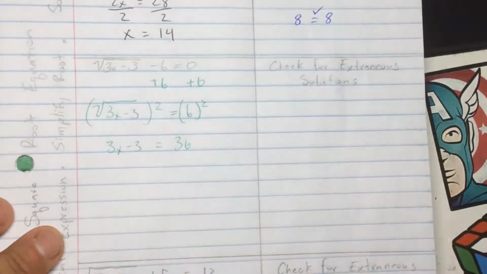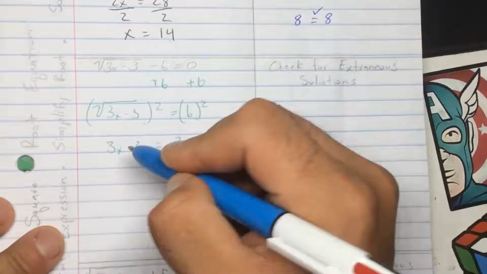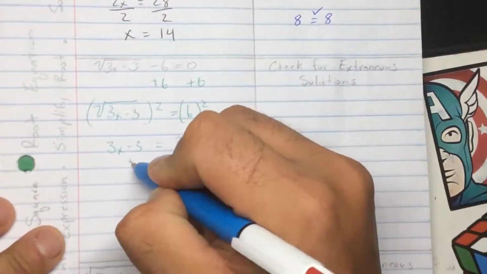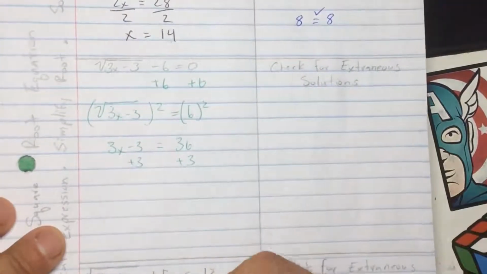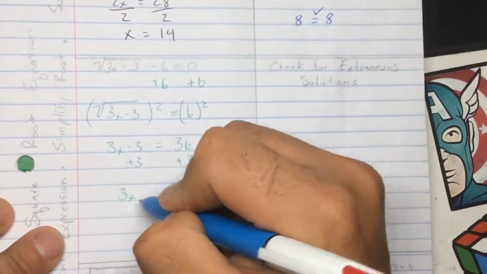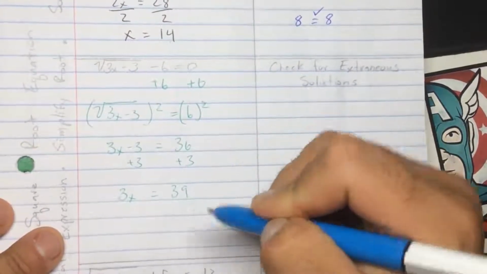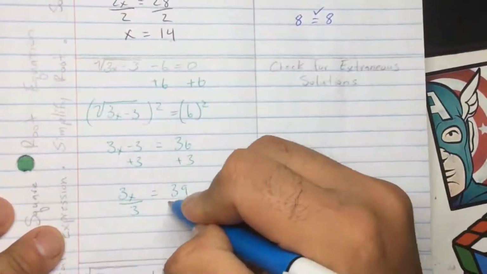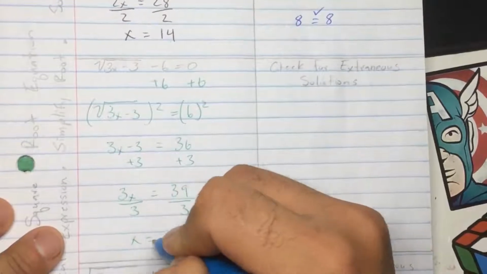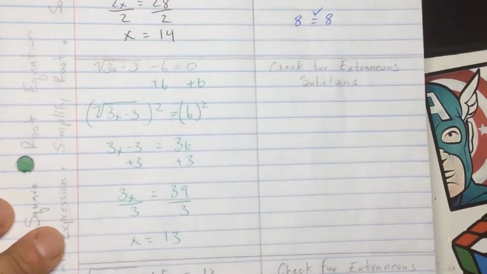Now we can go ahead and isolate the x. We're going to add 3 to both sides, and we get 3x is equal to 39. Divide both sides by 3. X is equal to 13.